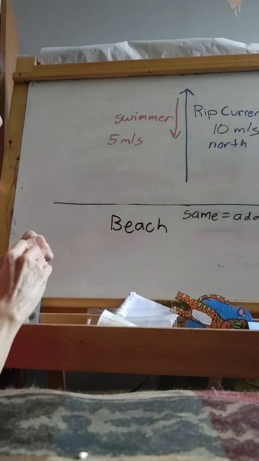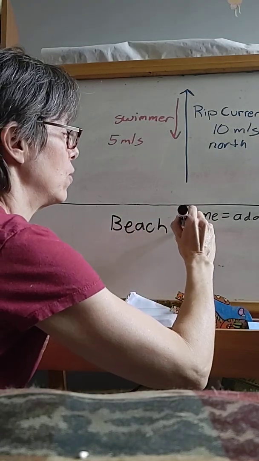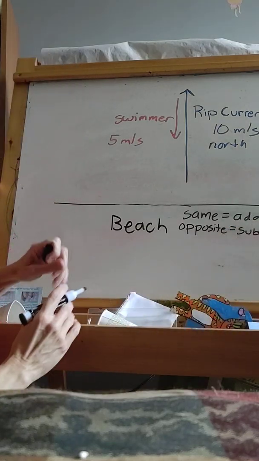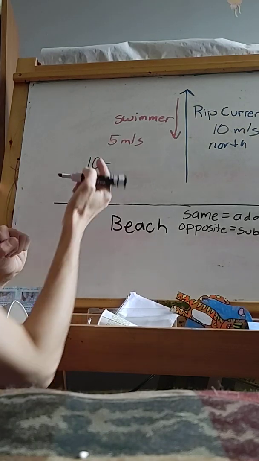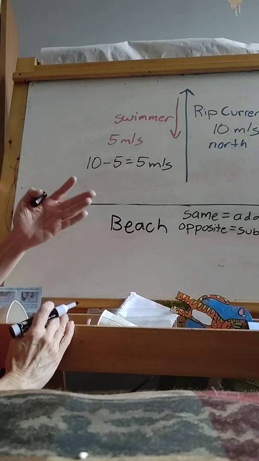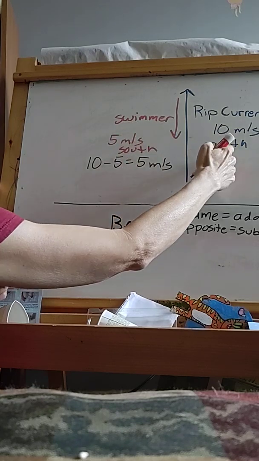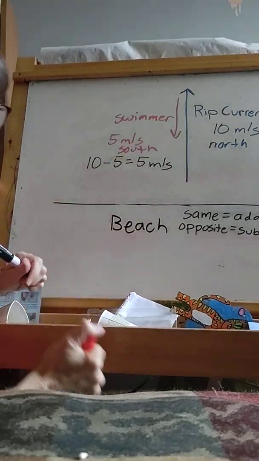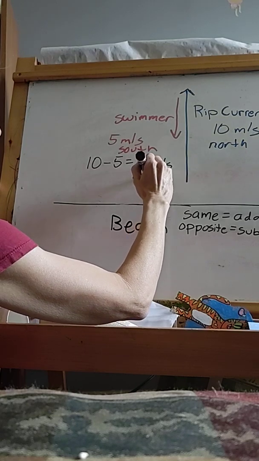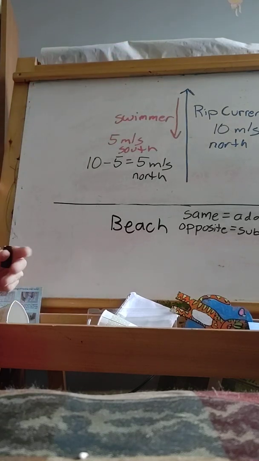What's going to happen? Well, in this case, the two vectors are traveling in opposite directions, so we're going to subtract. You should probably add that to the note you made earlier. When they are traveling in opposite directions, you subtract. So I'm going to pick the bigger number, 10, and I'm going to subtract the smaller number, 5. Well, that gives us 5 meters per second. What direction is it going? It's going to be the larger vector. So the swimmer was traveling south, the rip current was traveling north, but the rip current is stronger. So the final direction is going to be the direction of the bigger vector, 5 meters per second to the north. So our swimmer is trying to get back to the beach, but the rip current is still pulling them out towards the ocean because the rip current is stronger.